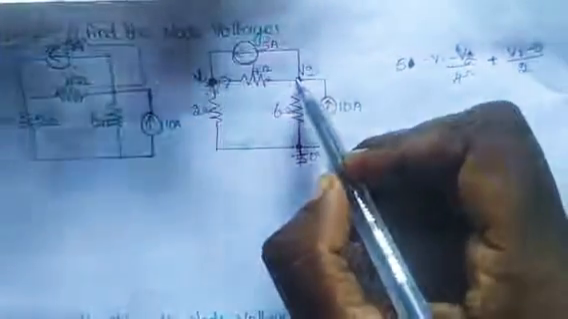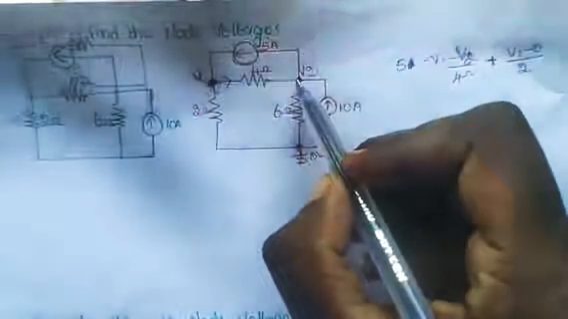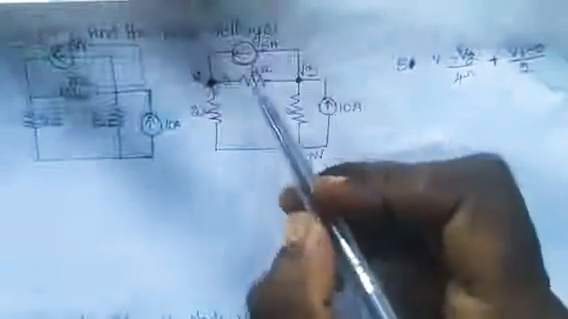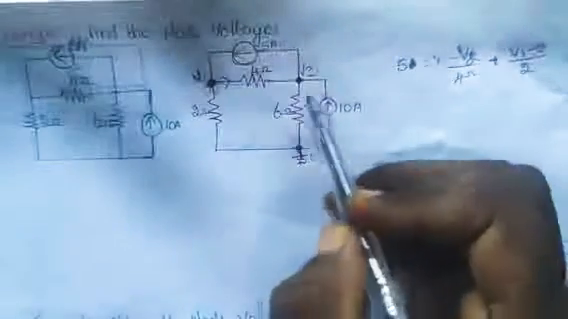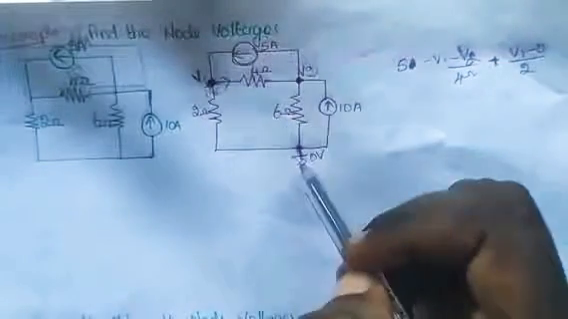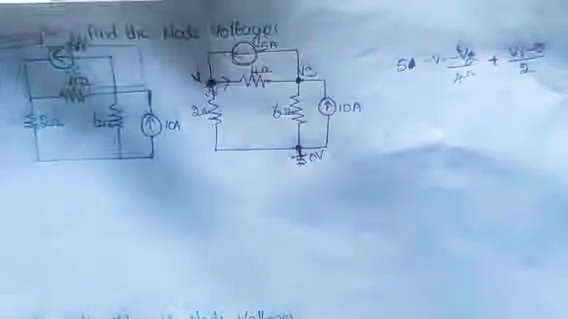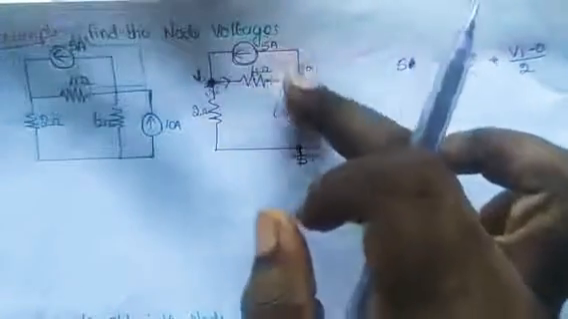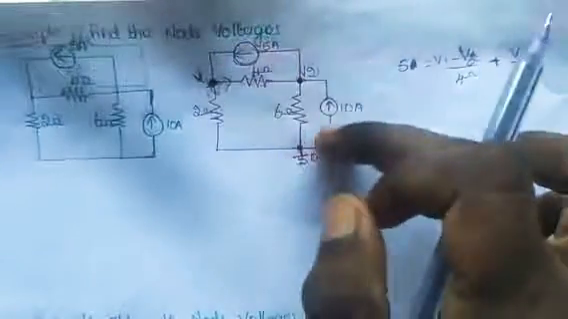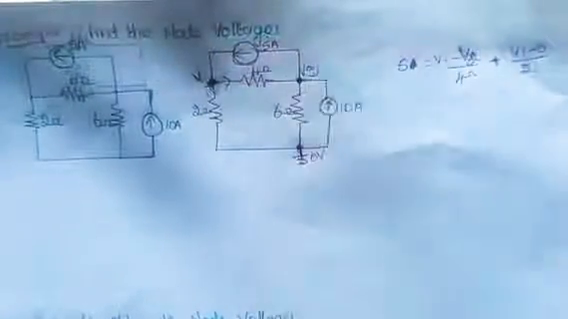When we write KCL to this node, this node is considered to be at higher potential. So in this case, the current through this 4 ohm resistor is (V2 minus V1) divided by 4. Similarly, in this resistor, (V2 minus 0) divided by 6 ohm. So these two branch currents are leaving the node. Similarly, 5 ampere is also leaving, and only the 10 ampere current is entering the node.